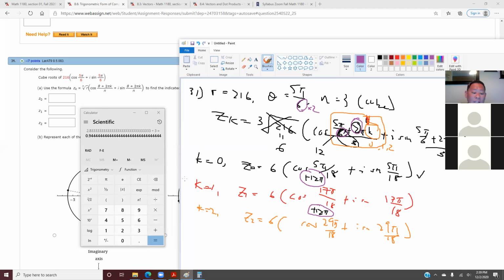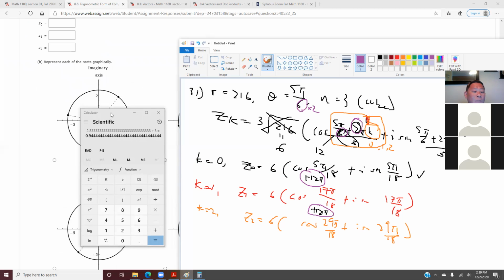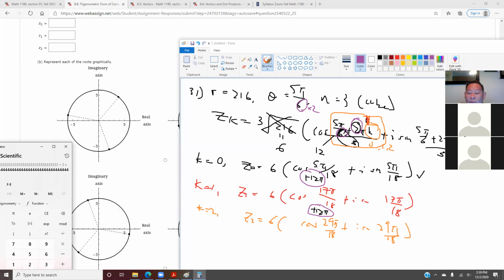And then lastly, you have to graph this. So question B is asking you to graph this. Graphing this, 5 pi over 18 is in quadrant 1. 17 pi over 18 is in quadrant 2. And what's 29 pi over 18? This is about 1.6 pi. This is in quadrant 4. So this is in quadrant 1, then 2, and this is in quadrant 4.